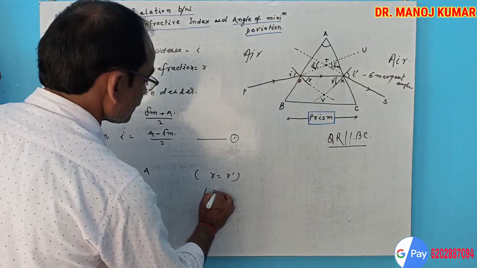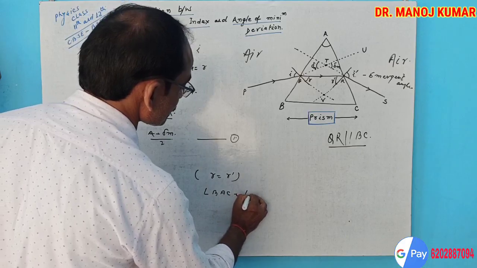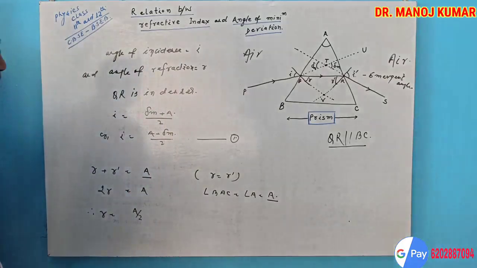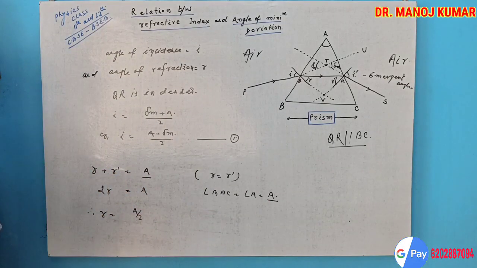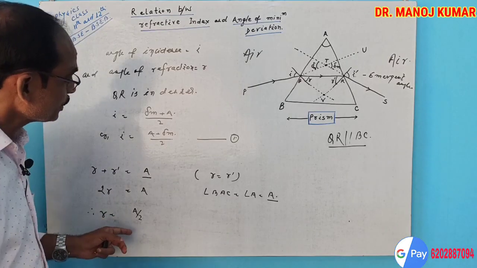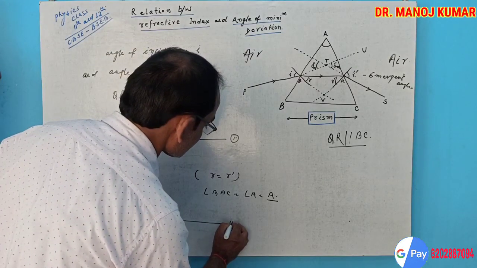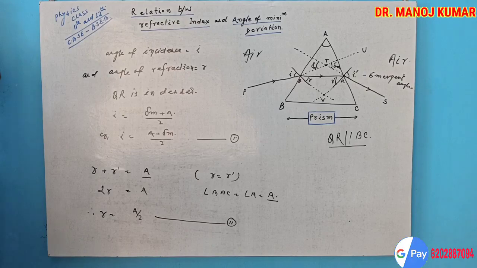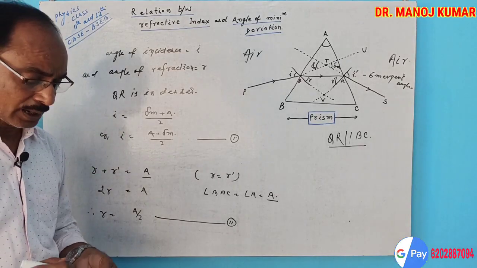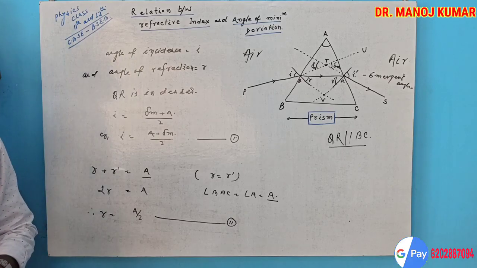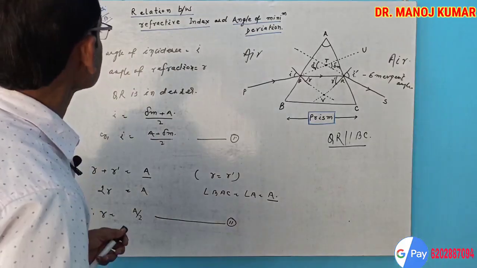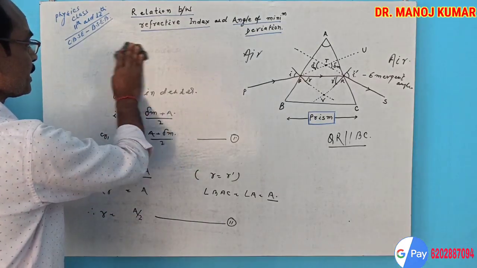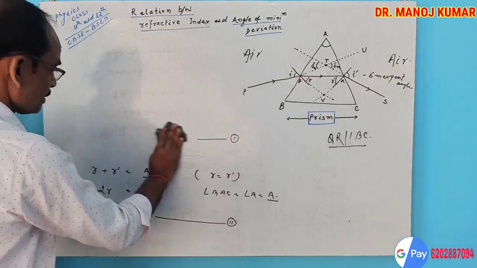Because angle BAC equal to angle A, that is A is written here. इसी A को हम यहाँ लिखे हैं, so this is considered as equation second. Now I am going to discuss about the second law of refraction. Second law of refraction explained as the Snell's law.